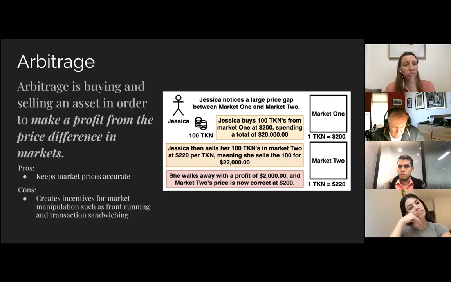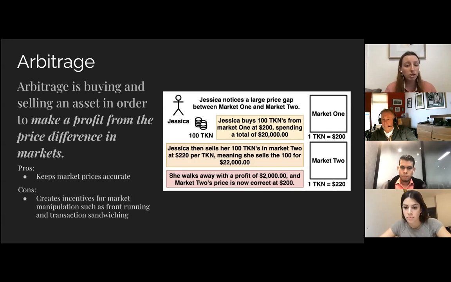Because obviously every transaction is going to move the price one way or the other. So it's really important that there is arbitrage going on in the background, keeping these prices accurate so that you, the user, aren't left with an incorrect price. It does, however, create some perverse incentives because there's a lot of incentive for market manipulation, front-running transactions, and transaction sandwiching, so that you force the price up and down in a malicious way. But yeah, so that's arbitrage.